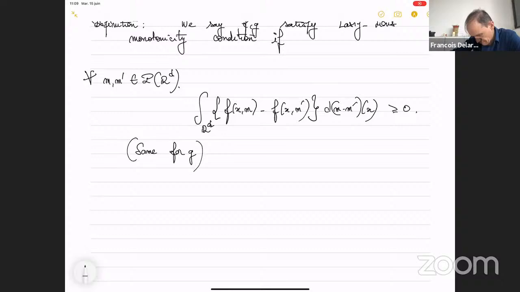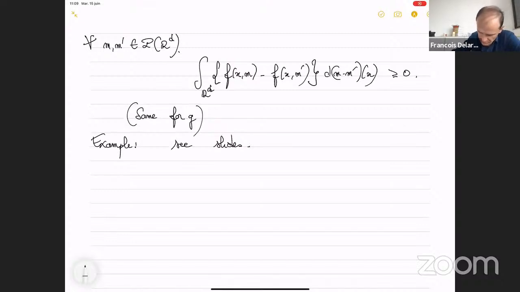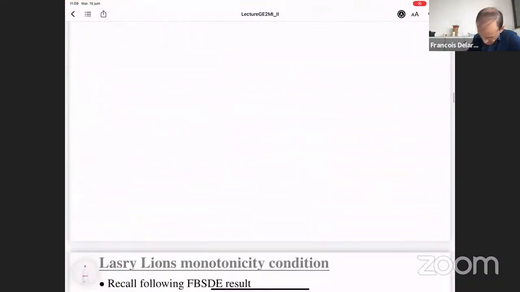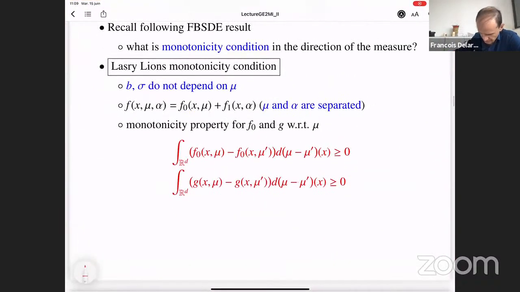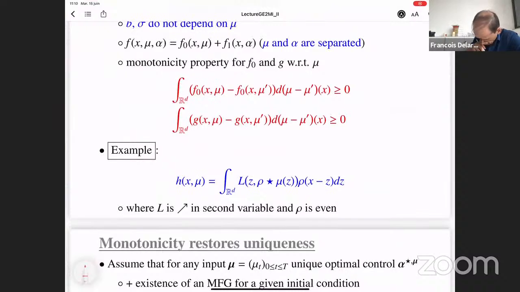Well, you could wonder about an example for such an F. And once again, I'm going to switch to the slides because this is a bit long to write down. I'm going to show you an example of such an F, which is a typical example that people have been using. So let me go back to the same slides as before. You see that this is exactly our condition, the one that we have just described, except that you have mu and mu prime instead of m and m prime, but this is the same.